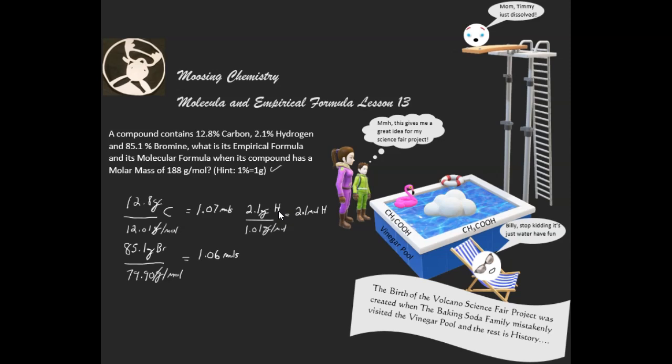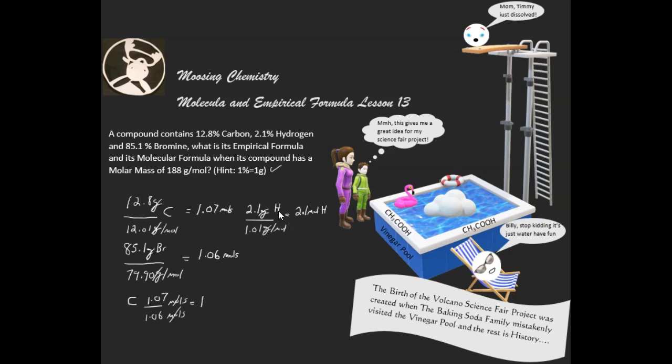So far, so good. So now we've got 1.07 moles, 1.06 moles, and 2.1 moles. So we're going to take the smallest number, which is 1.06. For our carbon, we're going to go 1.07 divided by 1.06, and the moles will cancel out, and for carbon that's going to give me 1.